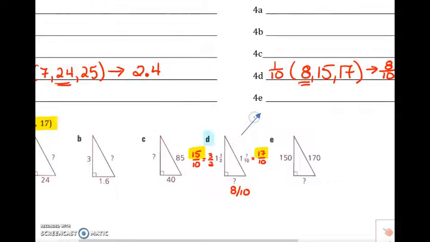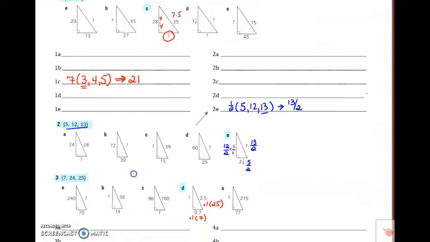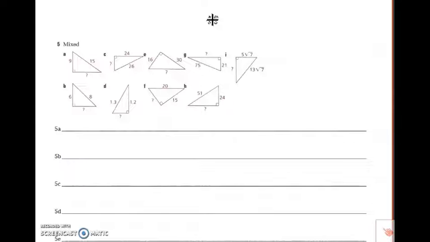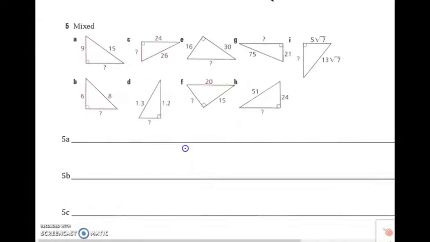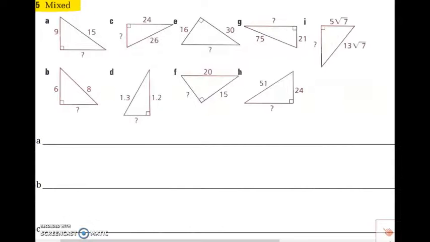So those first 4 problems are a little easier. They do get a little more challenging. On the next set, the book goes ahead and gives us mixed practice. Now, these could be anything. They might be triples, they might not be.